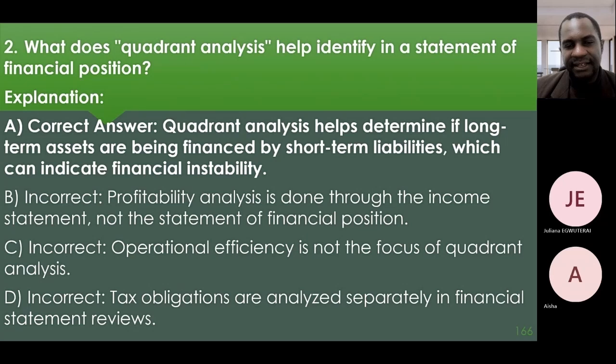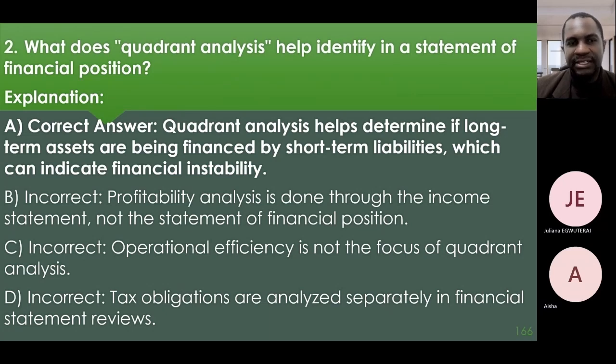So the quadrant, Julie asked the question what does quadrant mean, and I said it's 4. So we are determining 4 things: short-term, that's current liabilities, and non-current liabilities, those 2 components. And we also look at whether the assets are funded by equity, which is less risky, or funded by debt, which is highly risky.